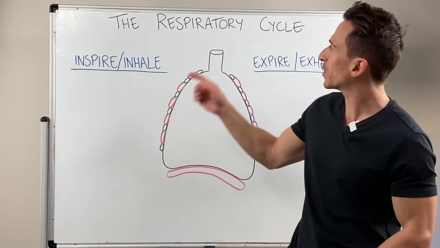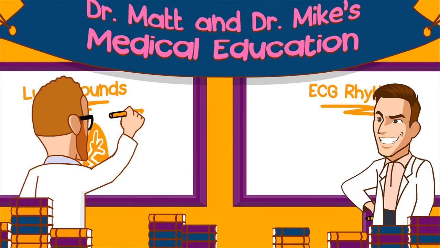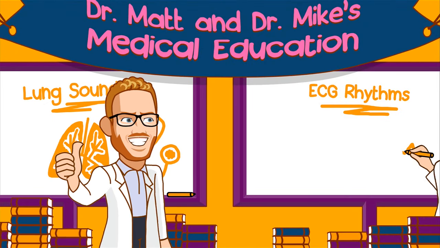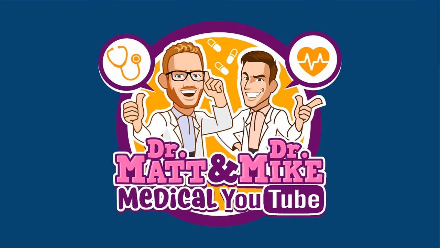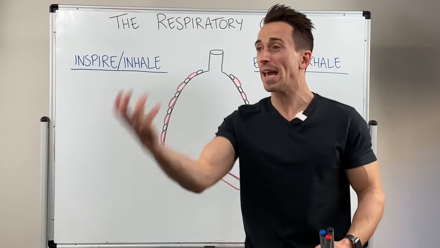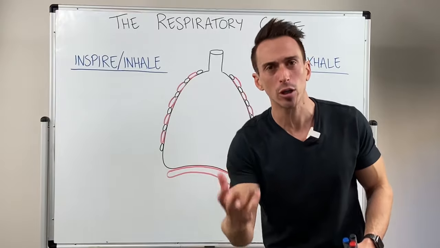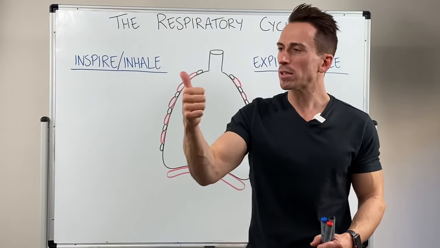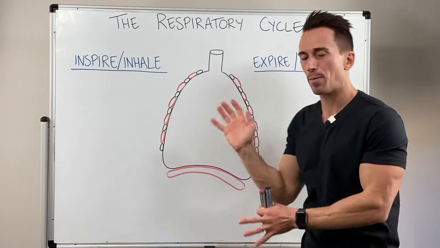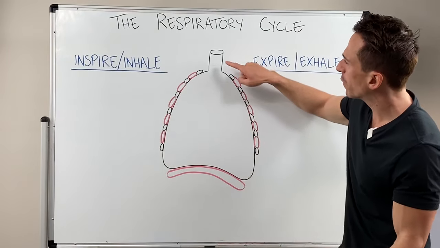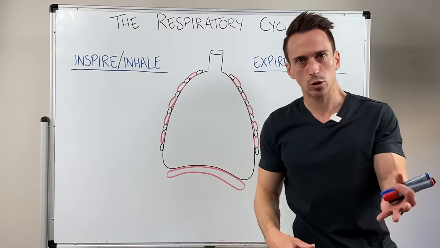In this video, we're going to take a look at the respiratory cycle. This is our ability to bring air into the lungs and then bring air back out of the lungs. And all of this is possible simply due to muscles and pressure changes. So the first thing we need to talk about is what I've drawn up here. Very simple, very basic, but we've got the trachea, we've got our lungs, and we've got a couple of muscles here that we need to talk about.